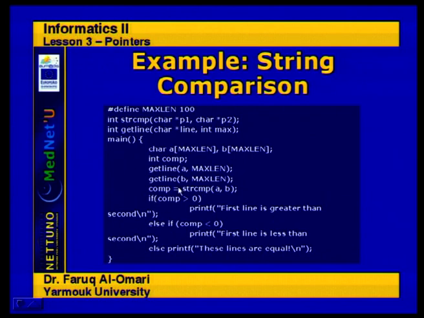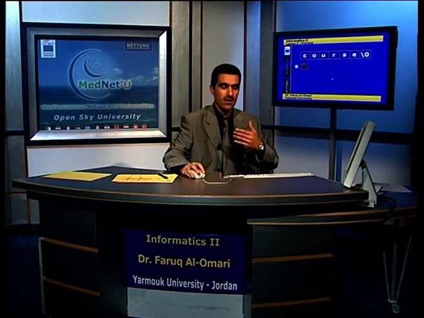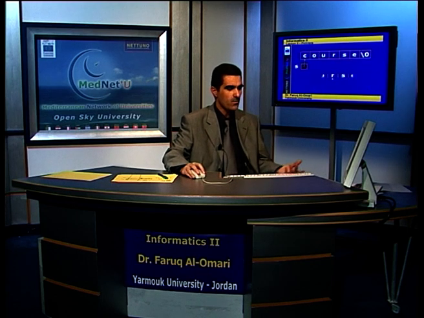So I'm going to call this function. A return value is going to come back, and based on that, I'm going to display a statement. If compare is greater than 0, that means the first line is greater than the second. If it's less than 0, that means the first line is less than the second one. If they're equal, I'm just saying they're equal. So the whole idea is in the string compare function, and that's how we're going to do it.